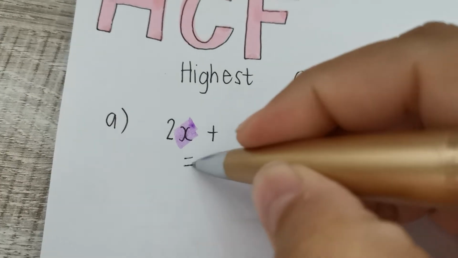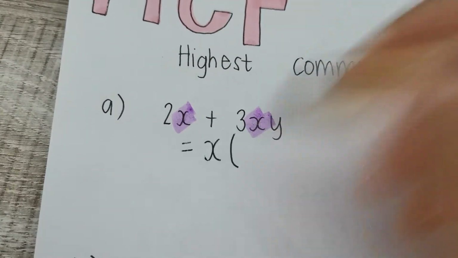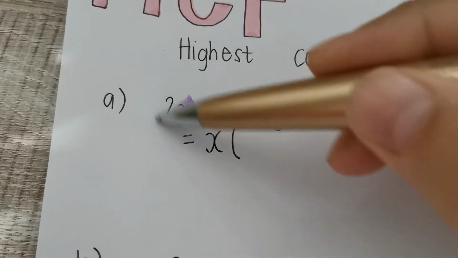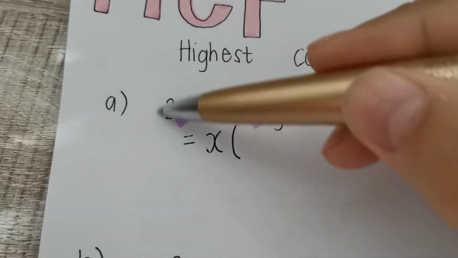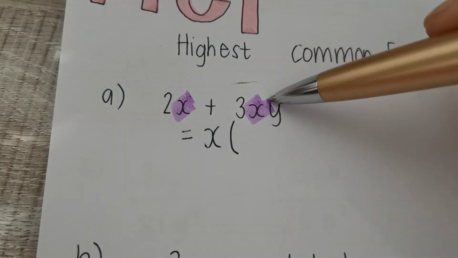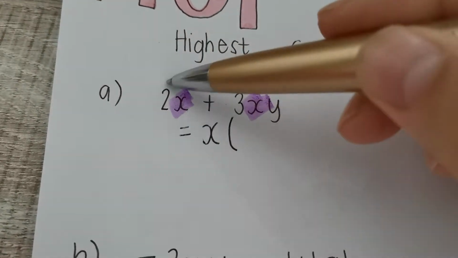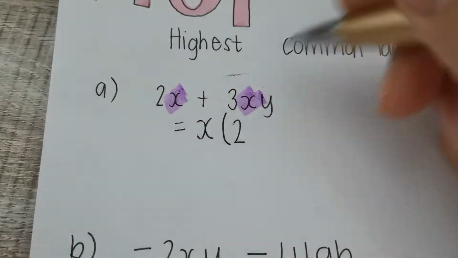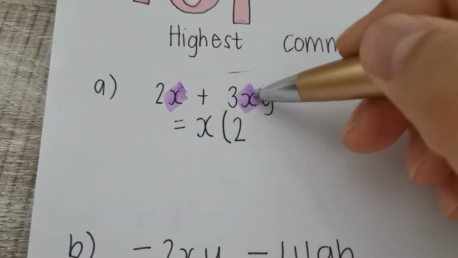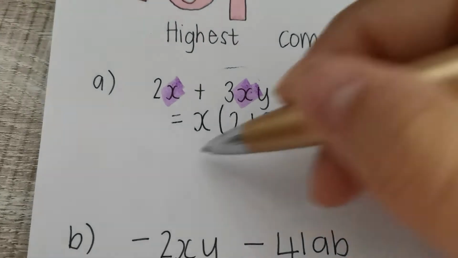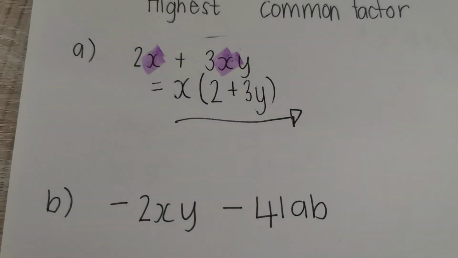So when you're taking something out, put it outside and then you put a bracket. If I take away this x, what am I left behind with in this term? Can you see there's a term? This 2x forms one term and the 3xy forms another term. So in this 2x, if I take away the x, I'm left behind with the 2. The side over here, if I take away the x, I'm left behind with the positive 3y. And there we go. We are done.